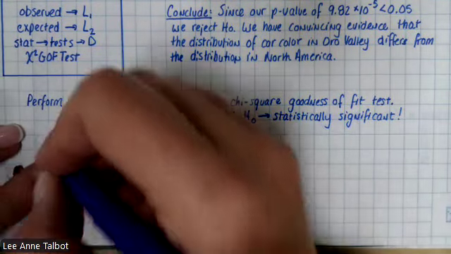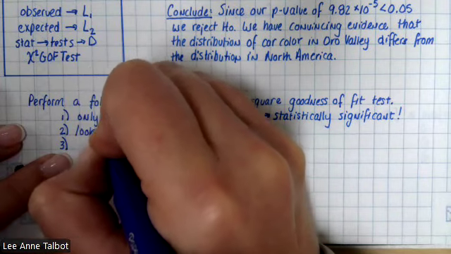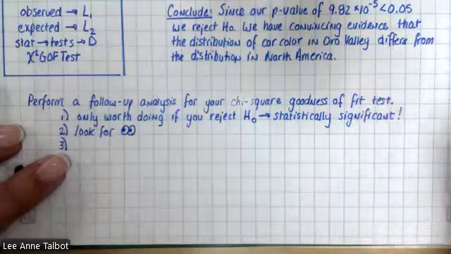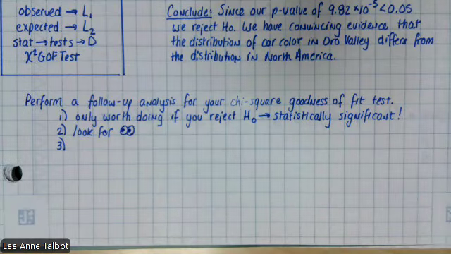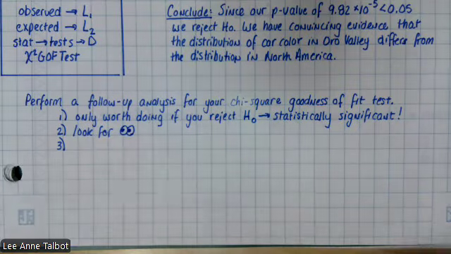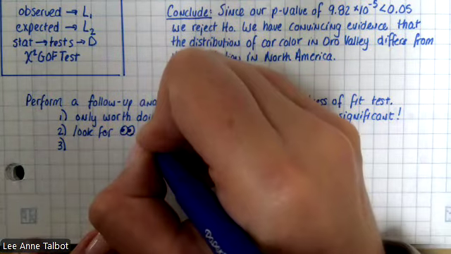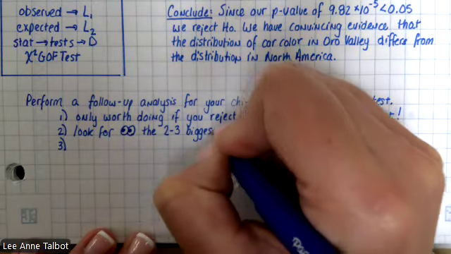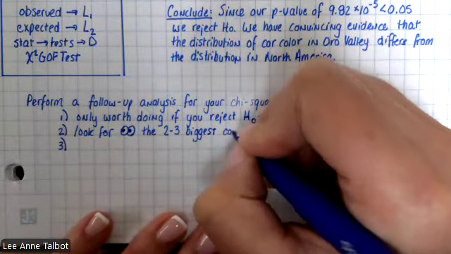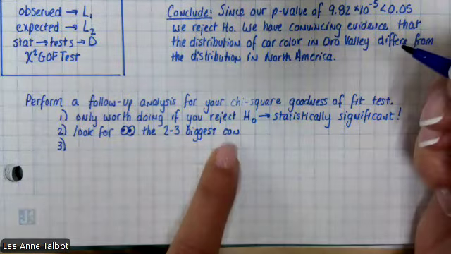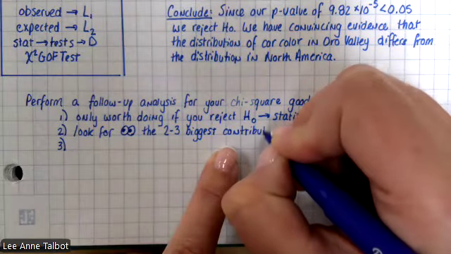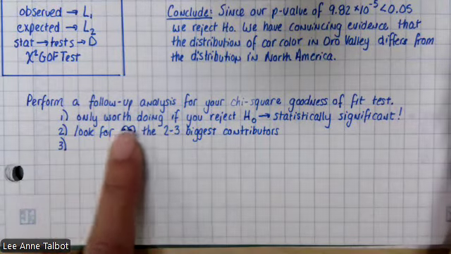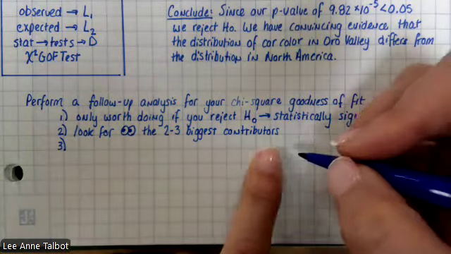Okay. What you do is you look for, and this is like my favorite emoji, by the way. Do you know that emoji? It's my favorite one. So look for the 2 to 3 biggest contributors. I'm hoping this word will sort of remind you of something from your calculator. Look for the 2 to 3 biggest contributors to chi-square.